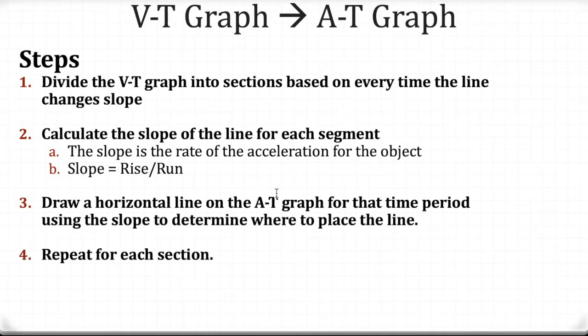I'll show you that in the example, and it'll make way more sense than this sentence does, probably. And then you'll repeat that for each section. So basically, to sum it up, you're calculating the slope, and then on the acceleration time graph, you're going to plot that slope for that time segment. They're going to match, right? It's super easy. Hopefully you won't have a problem with it. So, all right, let's go on and do an example.